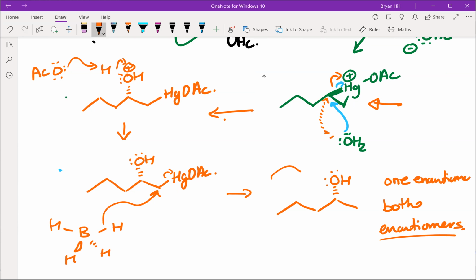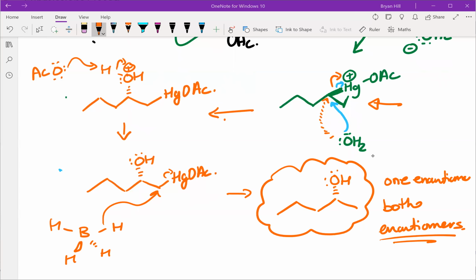Should we only make this, or should we actually have both of them? I've got one person saying both, two people. Right, so the correct answer is we should have both enantiomers.